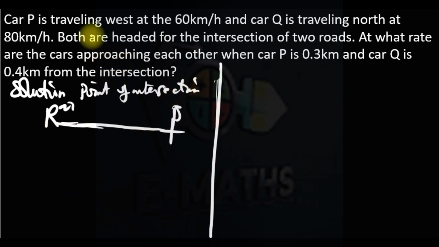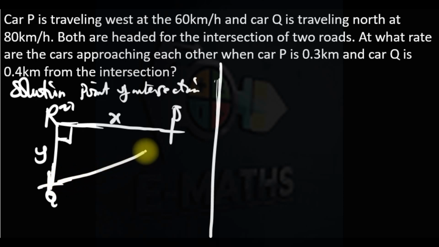And they said Q is traveling north, so this is north, this is Q, and it's moving up. So this is angle 90, and let the distance between Q and R be Y, let this be X. We're asked to find the rate at which their distance is closing. So if we call this Z, we are looking for dz over dt.